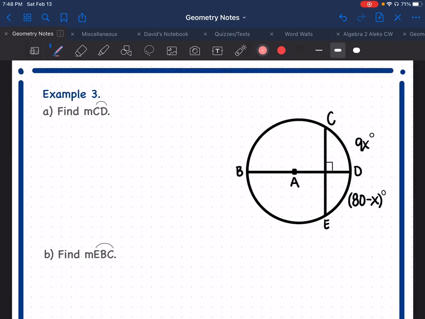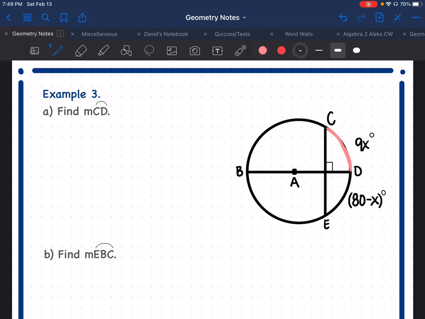Let's take a look at our picture right here. And they want us to find the measures of two different arcs. Let's start with the measure of arc CD. I'm going to go ahead and just shade it in there. This is the first one that they want me to find.